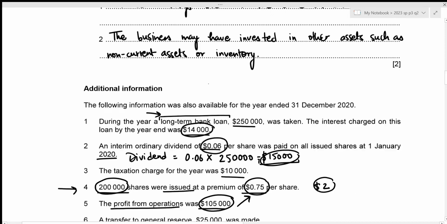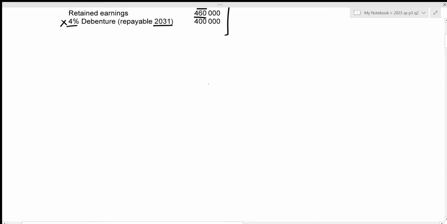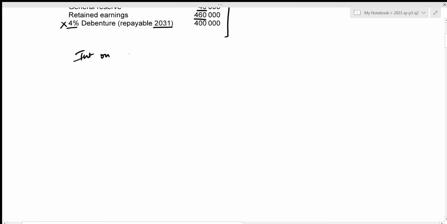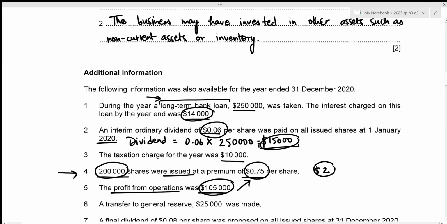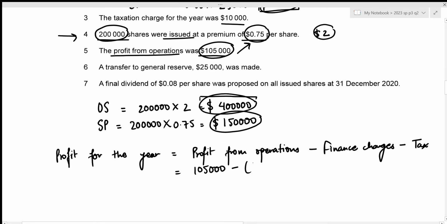But we also have our 4% debenture on which we need to pay the interest, right? So let's figure out the interest on debenture. That will be the total amount, which is 400,000, times the rate of the debenture. In this case, that's 4%. So we can write it down as 0.04, which results in 16,000. So we also need to include this in our finance charges. So that will be 16,000 for our debenture and 14,000 for the long-term loan. Let's write it down. That will be 16,000 plus 14,000.